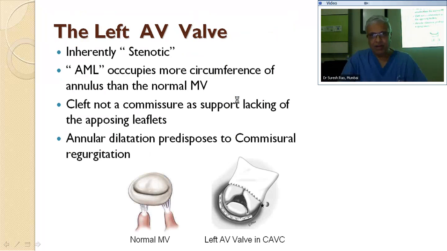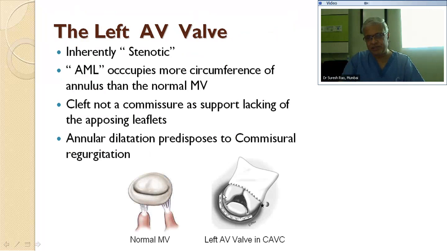One of the most important things in surgery of AVSD is the left-sided AV valve. At the bottom of your screen, you will find what is a normal mitral valve. It is called the happy mitral valve. And what is the left AV valve in common AV canal? It is called a sad left AV valve. And you can see the difference here. Normally, the AML forms about a third of the circumference, and 2/3 is formed by the posterior mitral leaflet. Whereas in AV canal it is exactly the opposite.